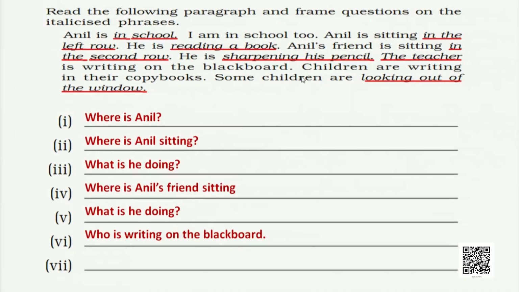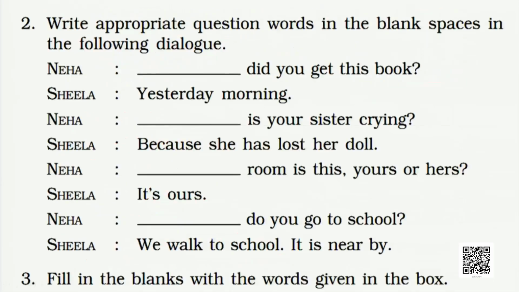The next sentence is children are writing in their copybooks, and then you have to find the answer for some children are looking out of the window. So the question should be such that you get the answer looking out of the window. So what can be the question, students? What are some of the students doing? Yes, good. So with that we come to the end of this exercise. Let's move on to the next exercise.